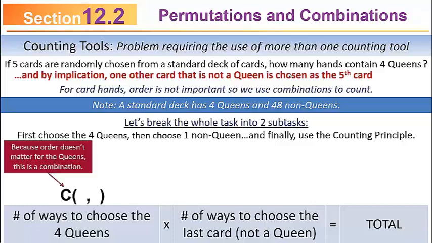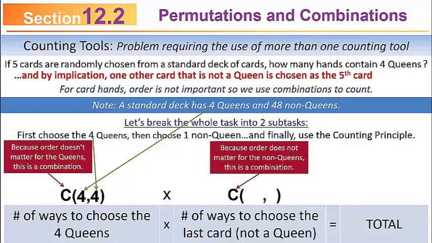So since it's a combination, if I'm choosing queens, there are only 4 queens in the deck, and I want to choose 4 queens, so that's a combination of 4 queens taken 4 at a time. For the non-queens, again, order doesn't matter, but this time there are 48 non-queens, and I only want to choose one of them, so that's a combination of 48 things taken 1 at a time.